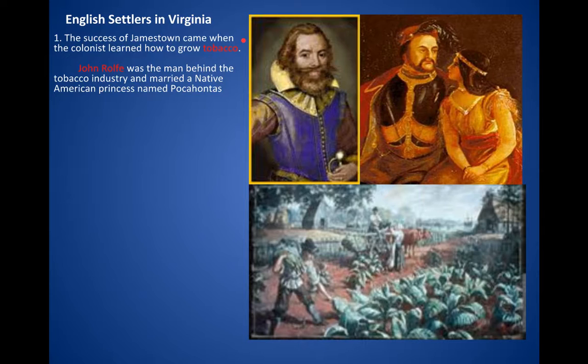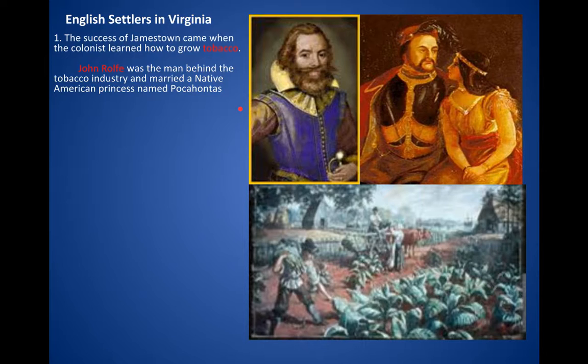You remember me mentioning John Rolfe from the timeline? John Rolfe was the man behind the tobacco industry and married a Native American princess named Pocahontas. So we talked about these two. John Rolfe was the man who really started up the tobacco growing in the New World. So he was a very powerful man, and he ended up marrying a Native American princess named Pocahontas.